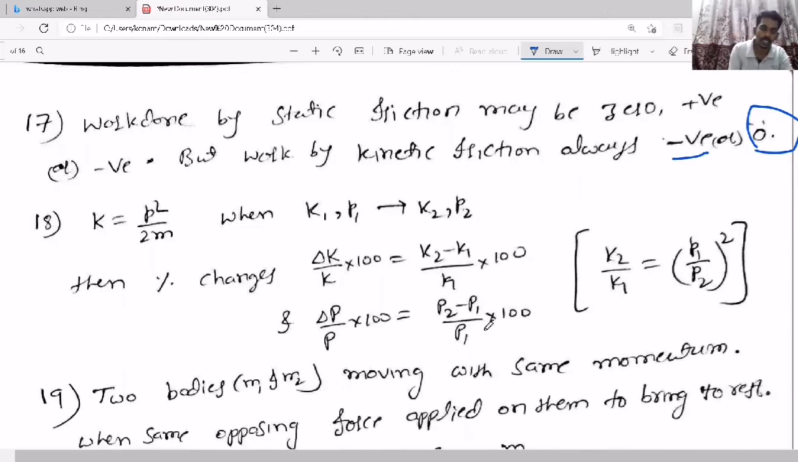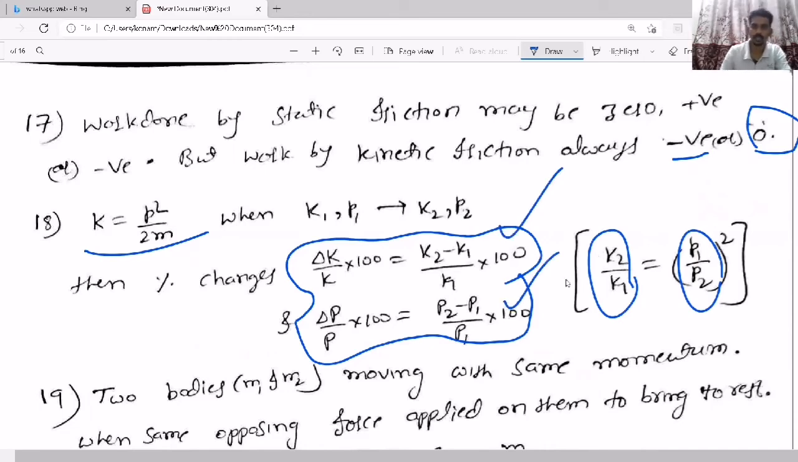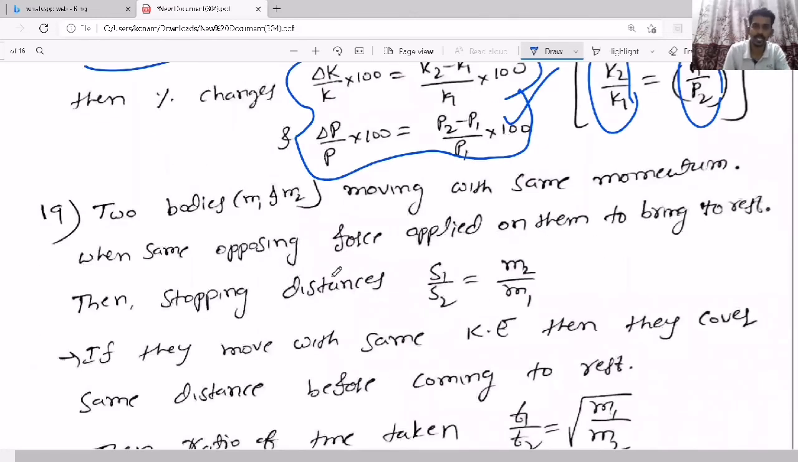Next, based on the kinetic energy and linear momentum relation, they can ask you percentage change questions. Like here is the relation for percentage change. They can give any one relation, either percentage change in kinetic energy or percentage change in linear momentum, so that you can find the relation between K1, K2 or P1, P2. So using one relation, you can find the relation for the other one. From these formulas, you can find percentage change. So this is one of the very simple and important questions.